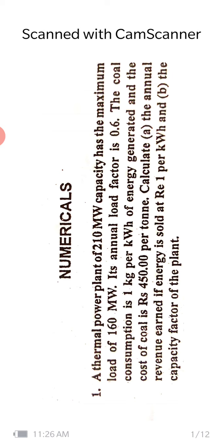See, thermal power plant means this is like a coal based power plant. One thing, they are given coal. And the 210 megawatt capacity means the installed capacity is 210 megawatts. So suppose you buy a bike, your bike will have 9 horsepower, 10 horsepower. So that is the capacity, the maximum. And the maximum load of 160 megawatt.